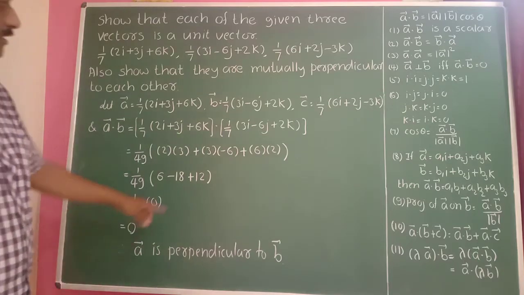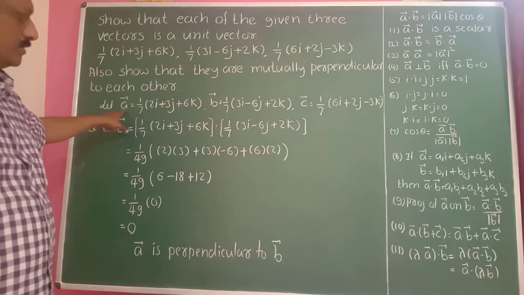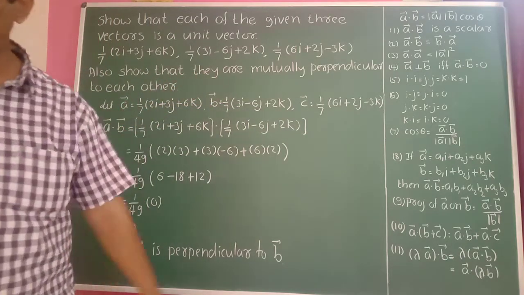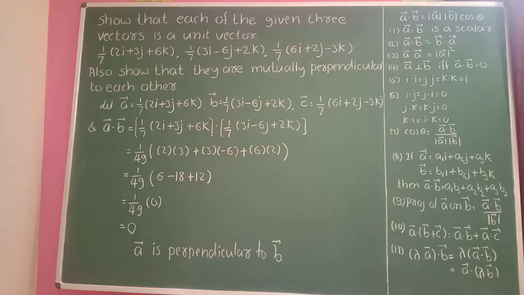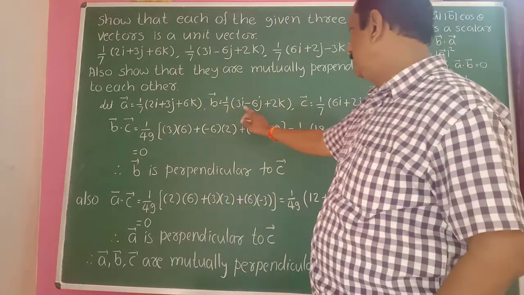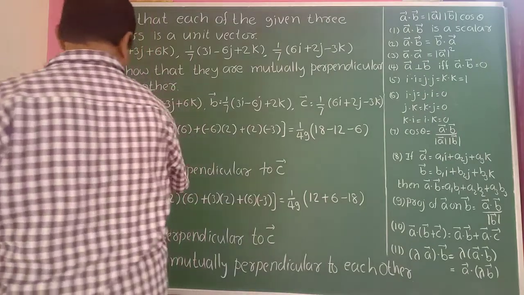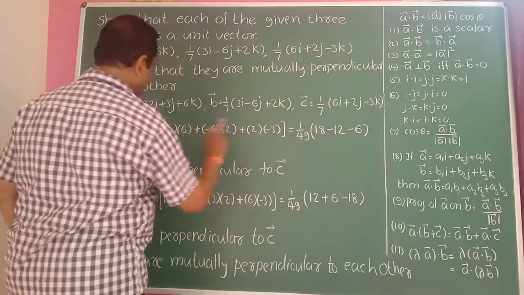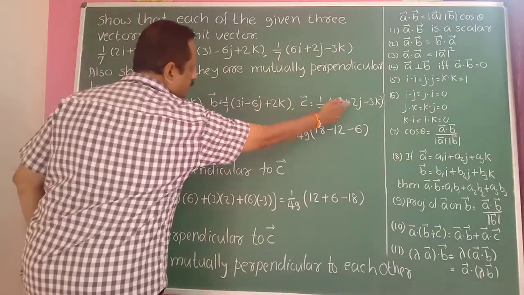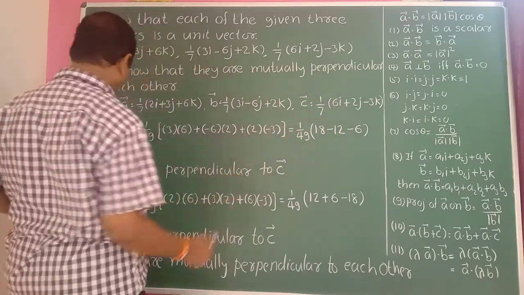Similarly, you just prove b bar dot c bar is 0 and c bar dot a bar is equal to 0. Just take this method. Hence, b bar dot c bar, it's a dot product: 1 by 7 into 1 by 7, 1 by 49, then 3 into 6, then plus minus 6 into 2, then plus 2 into minus 3. So simplify here, we get 0.